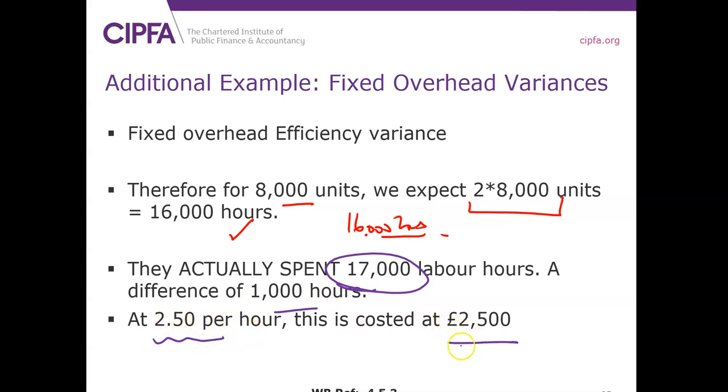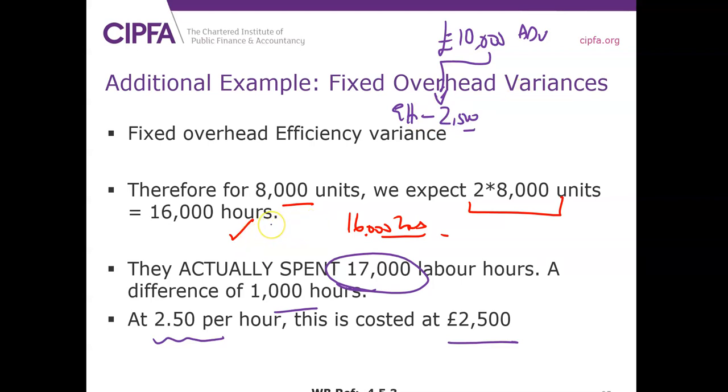And if we cost that at the standard price per hour, which we have calculated at £2.50, this is 2,500. Remember, our volume variance came up to 10 grand adverse. We're breaking that up, first of all, into the fixed overhead efficiency variance, which is 2,500. And the next thing we then look at is this question of capacity.